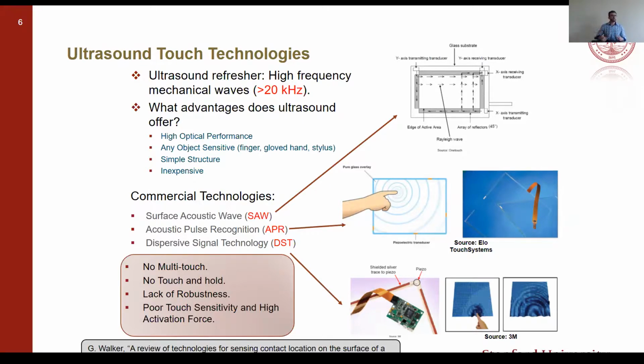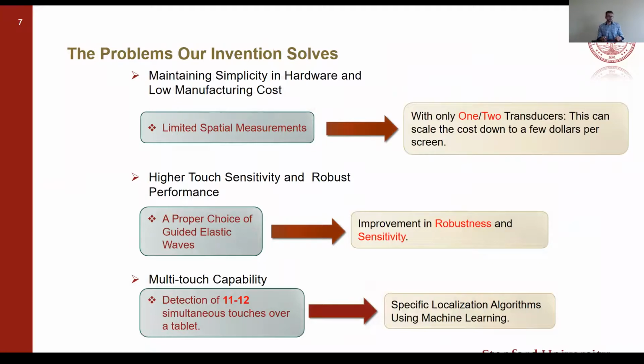The wave will propagate to the edges and is picked up by the sensors. However, this is not capable of giving you a touch and hold, simply because once you tap it, the waves will be gone. You can't really sense the hold part. And they generally lack robustness because of the sensitivity of ultrasound waves, and they provide poor touch sensitivity. And of course, the high activation force because of the tapping effect that I just mentioned. So the problem that our invention basically attempts to solve is these problems.